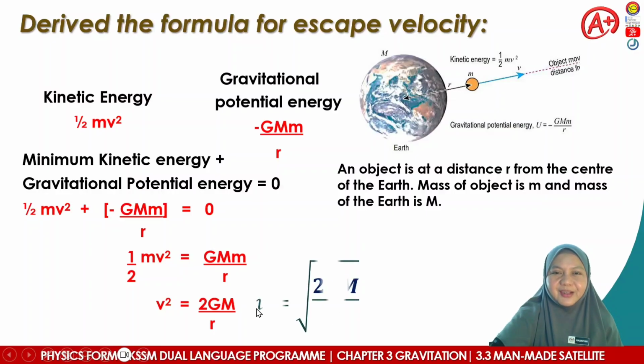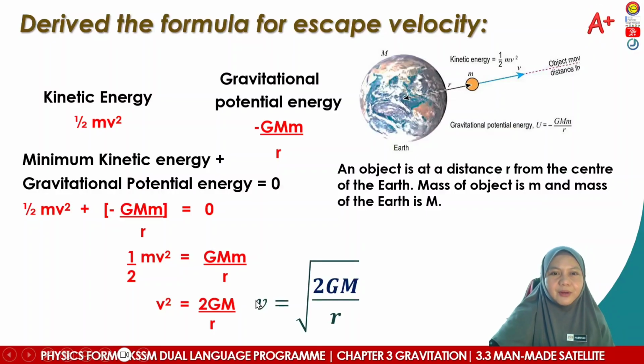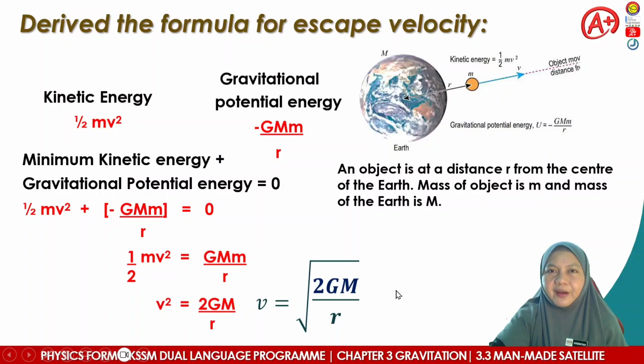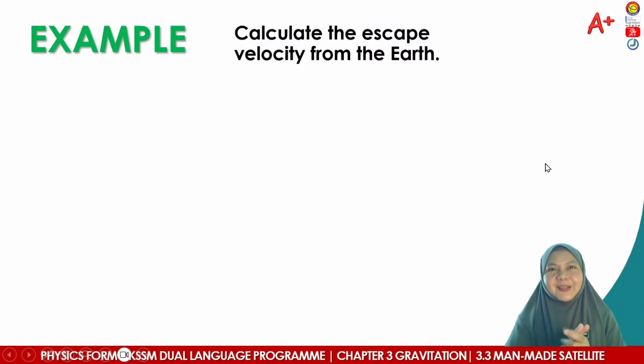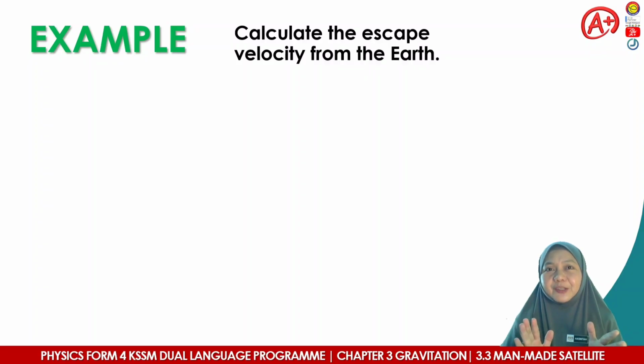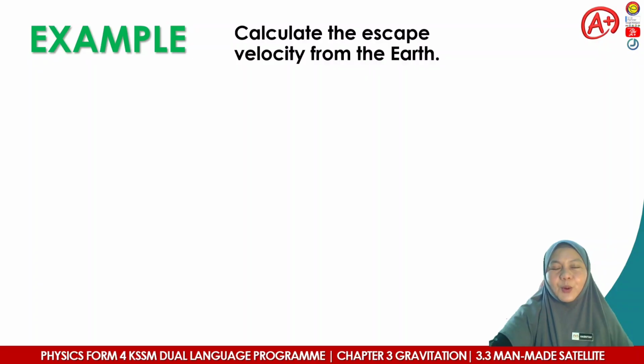Very good. And finally, this is what we have. Make v the subject. So v, escape velocity, is equal to the square root of 2GM divided by r. Easy, right? So we have derived the formula for escape velocity. Now let us practice how to apply this equation in order to solve a problem related to escape velocity.